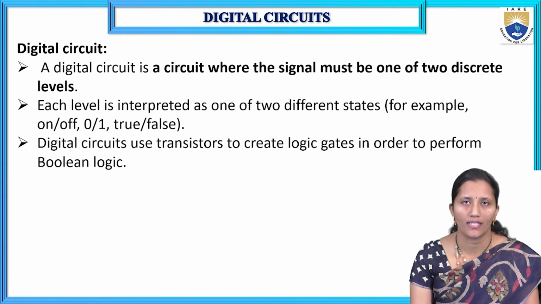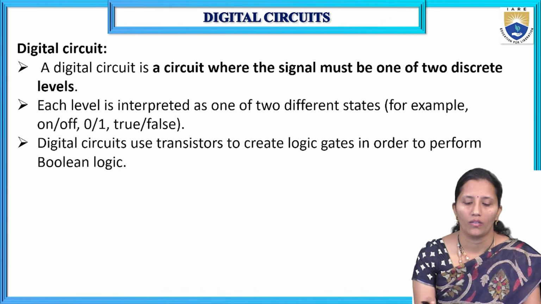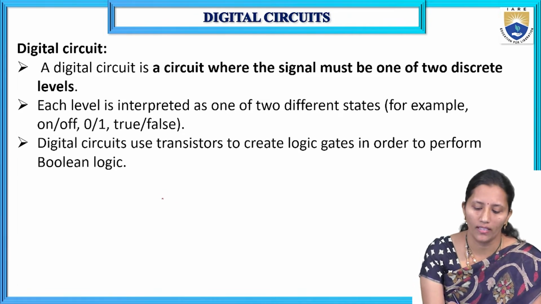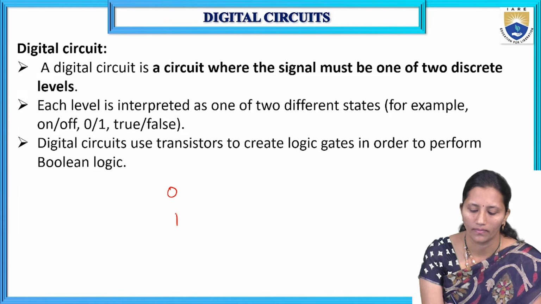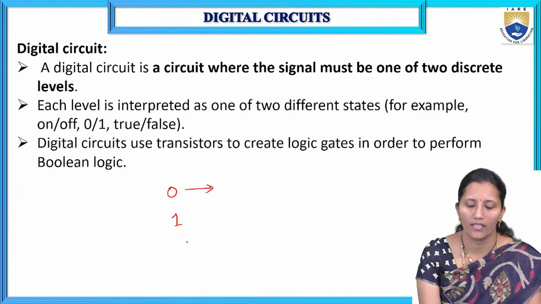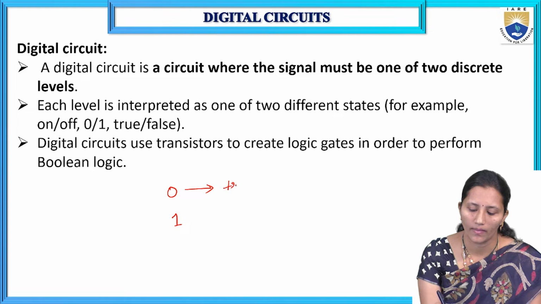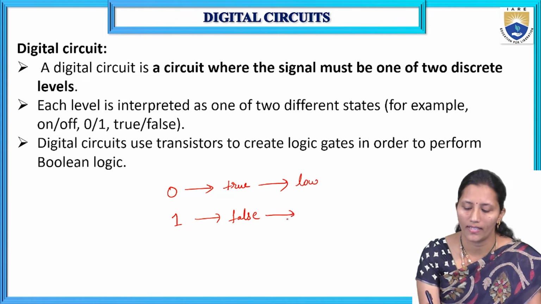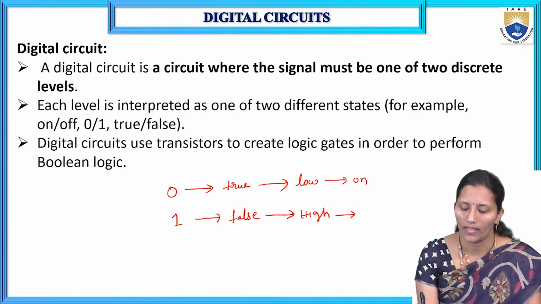So what is a digital circuit? A digital circuit is a circuit where the signal must be one of two discrete levels. So in digital circuits, we deal with two levels, either 0 or 1. We can represent 0 as a true state, 1 as a false state, or 0 as a low voltage level, 1 as a high voltage level, or 0 is on, 1 is off.